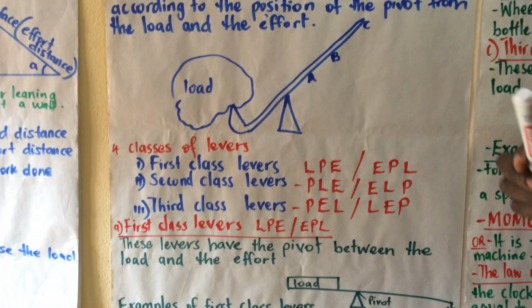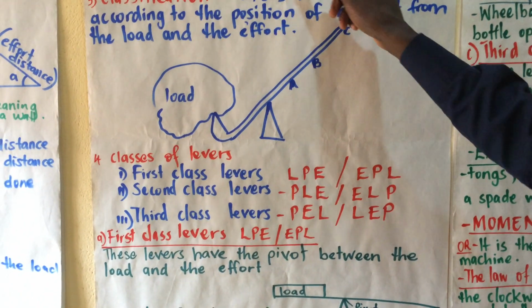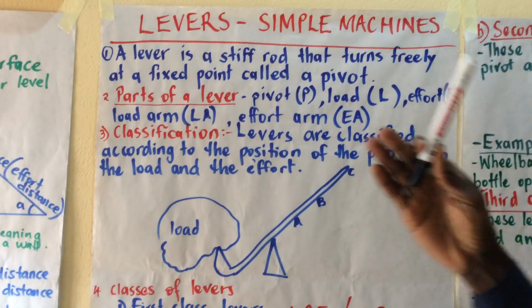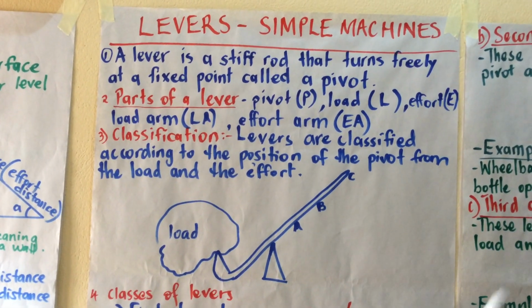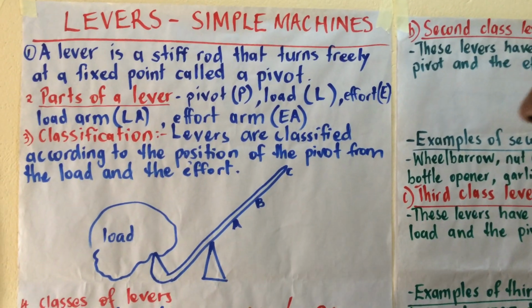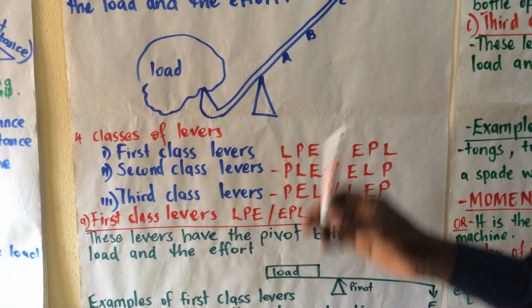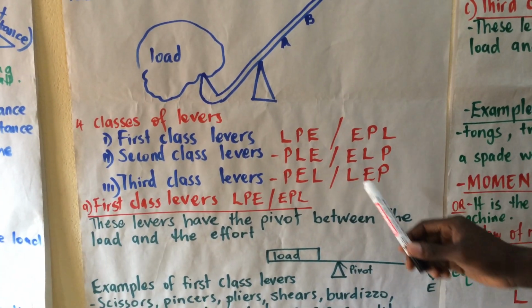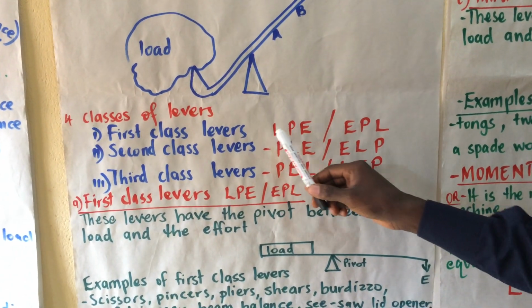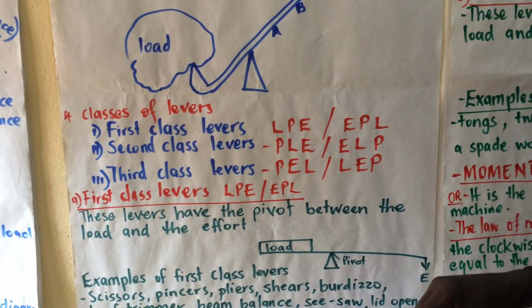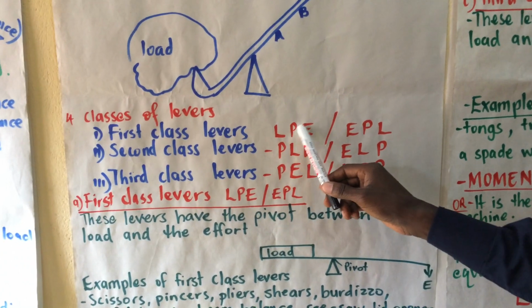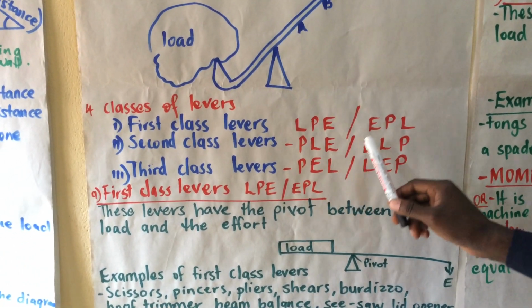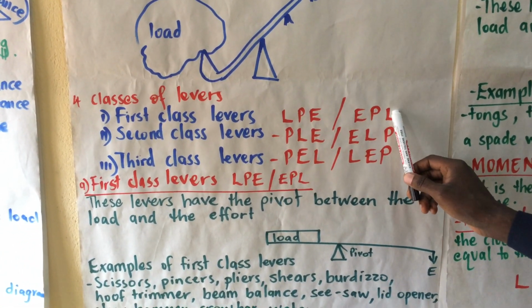We shall take turns to have each one of these 3 in between the other 2. So beginning with the first class levers, these are ones where the pivot is in between the load and the effort. With the first class levers, the pivot is in between the other 2. Pivot is in between the effort and the load.